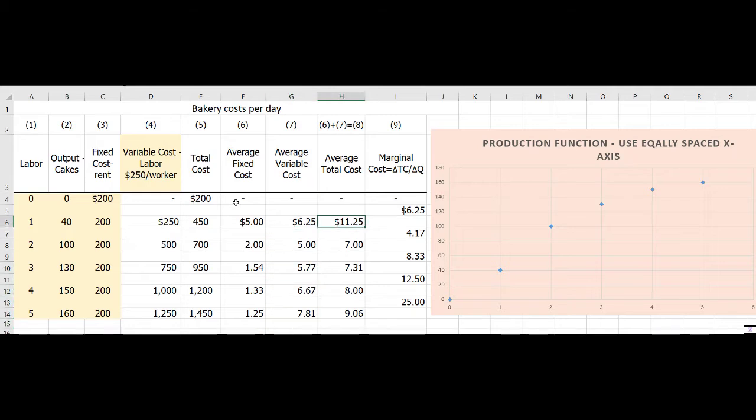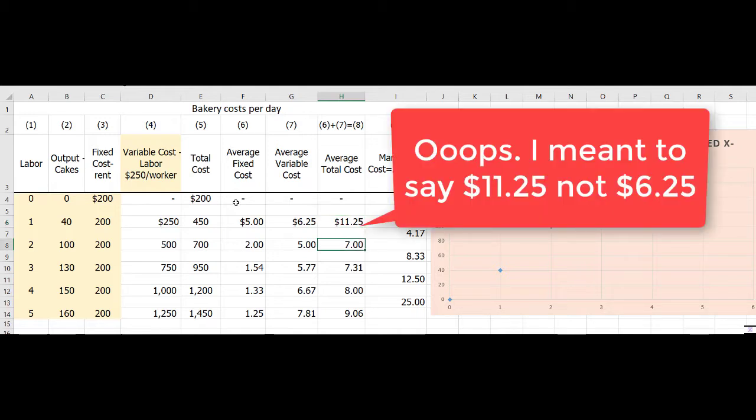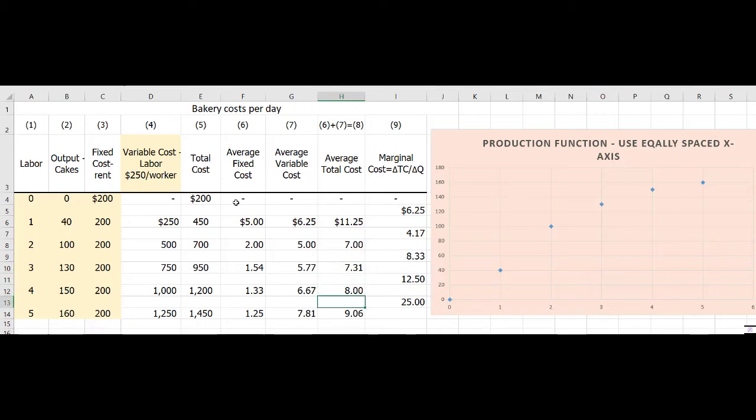Now let's go to the average total cost, and again you can see this reflects all of the cost, which is why it's an important column. It starts out at $7, drops to $6.25. That's the effect of specialization, and then the diminishing marginal returns to labor start to overwhelm things. It overwhelms the effect of specialization.